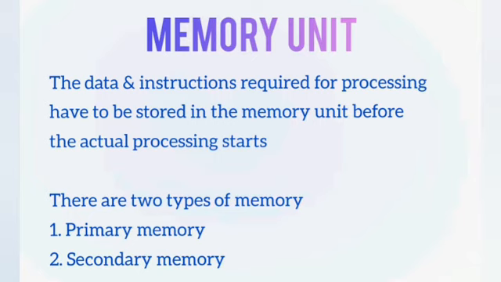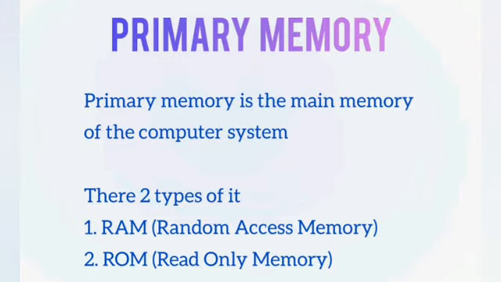Right? So let us learn the types of memories. Very important: there are two important types, the one is primary memory, another one is secondary memory. So let us understand what is primary memory. Primary memory is the main memory of the computer system.